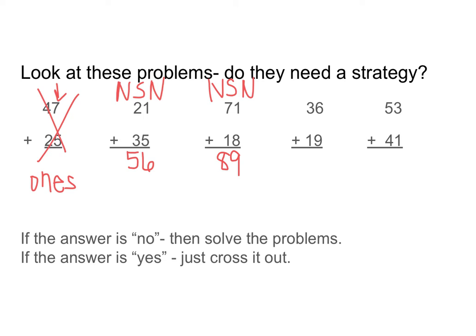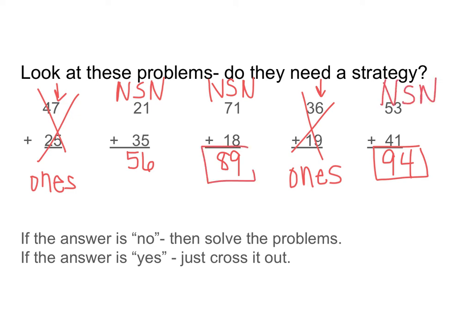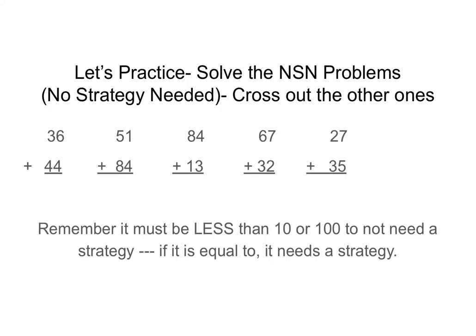All right, look at this problem. Oh, look at our ones. They equal 15, so we're going to cross it out and write ones problem. And the last one is 94, NSN. Great job. All right, press pause and quickly do these that you can solve with an NSN and cross out the others.